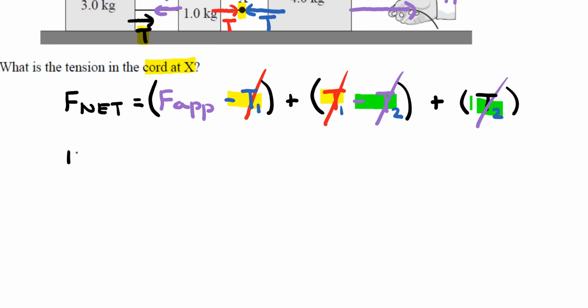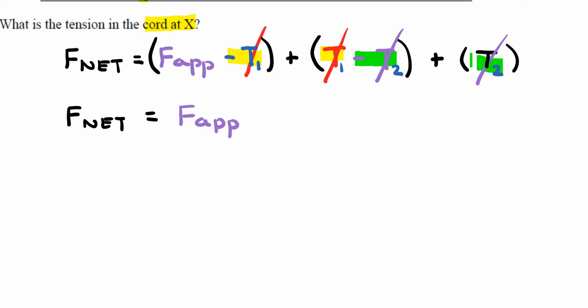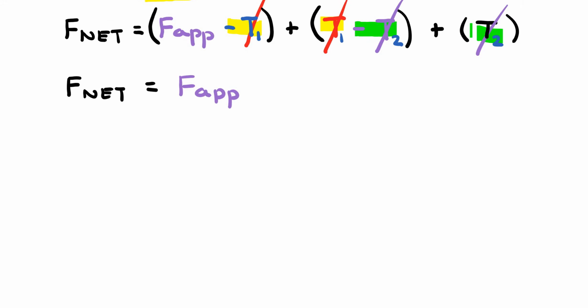So when I look at my F net equation now, the only thing that really survives is the purple force applied. Okay, so we can actually calculate the purple force applied by solving this particular equation. And we're going to use Newton's second law here. So I need to look at the total mass times the acceleration, and that's going to equal the force applied.